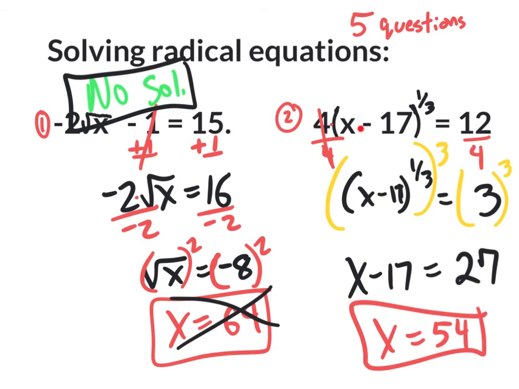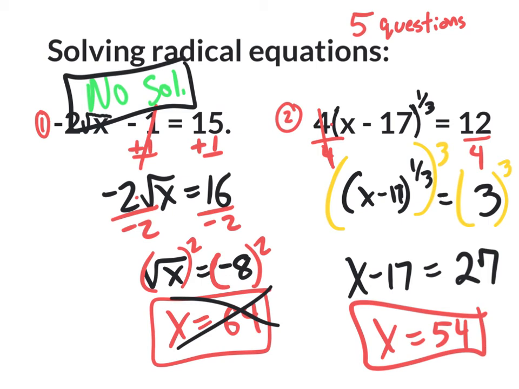double check it, plug in 54. 54 take away 17. What is that? 27. The third root of 27 is 3. 4 times 3 really is 12. It does work. You know you're right. So there's 5 questions on solving radical equations. Make sure you double check, because if it doesn't work, it's an extraneous solution.